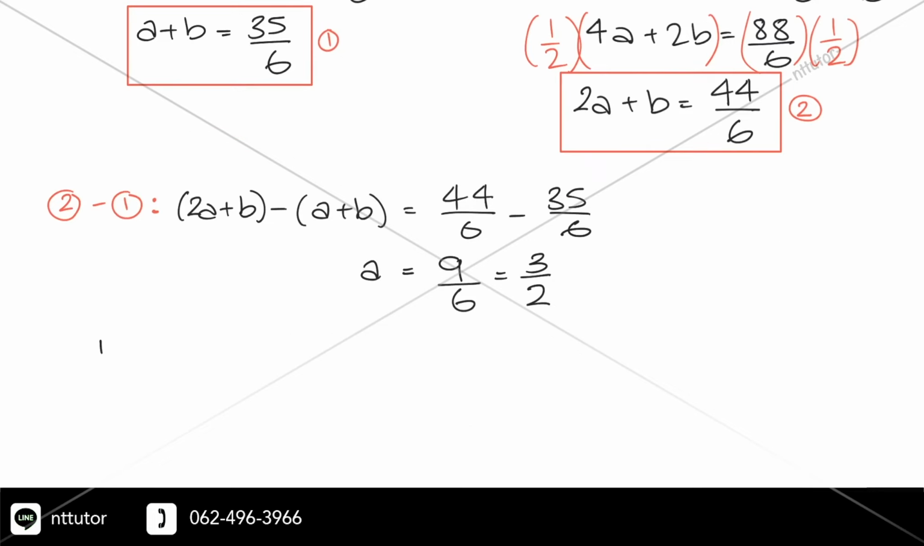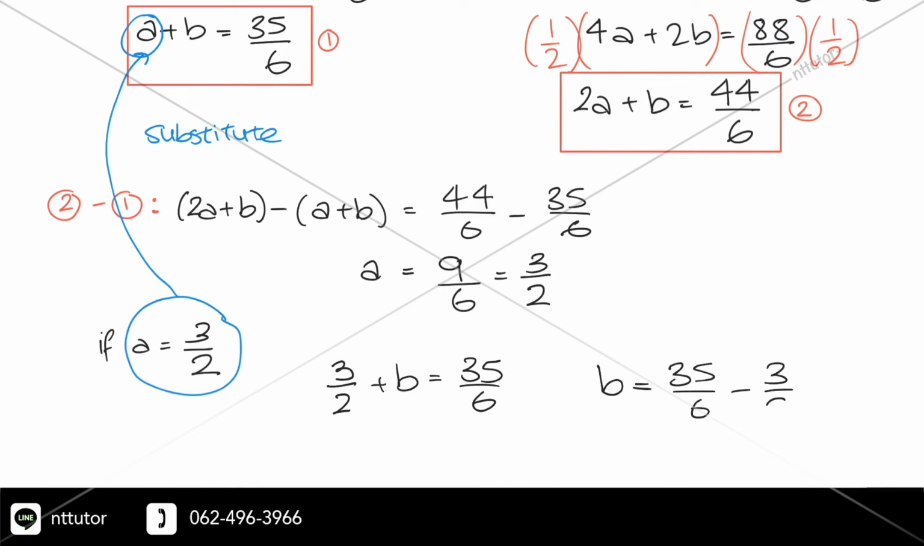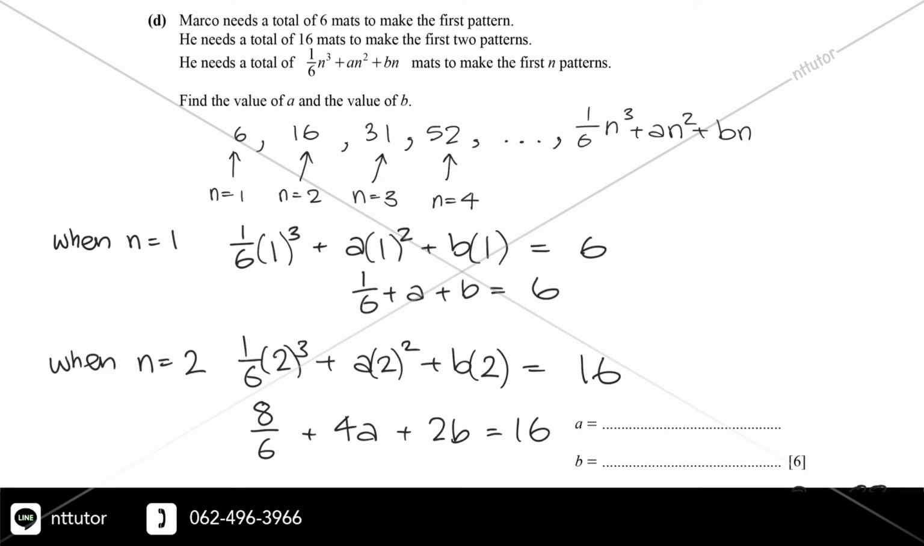So if a is equal to 3 over 2, I can substitute this value of a into any equation involving a and b to solve for b. So if I substitute it into this one, it turns into 3 over 2 plus b equals 35 over 6, and you can solve for b. And therefore b is equal to 26 over 6, which is the same as 13 over 3. So now we have the values of a and b, so a equals 3 over 2, and b equals 13 over 3.